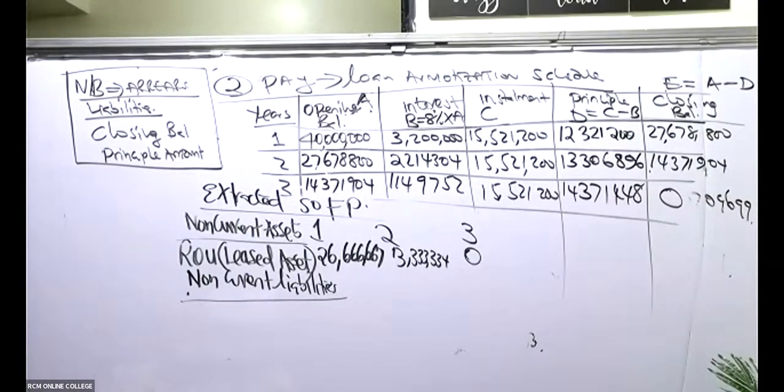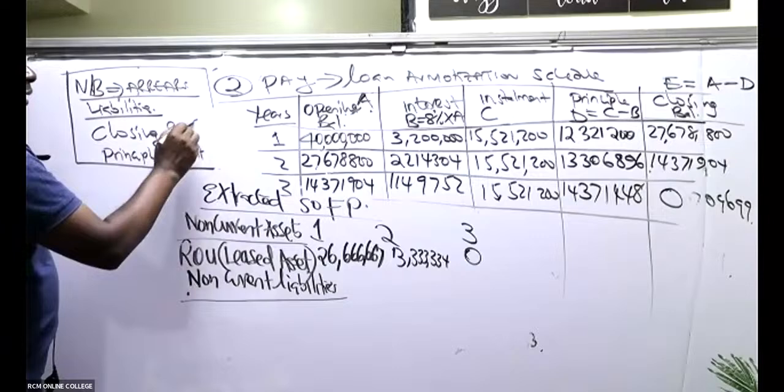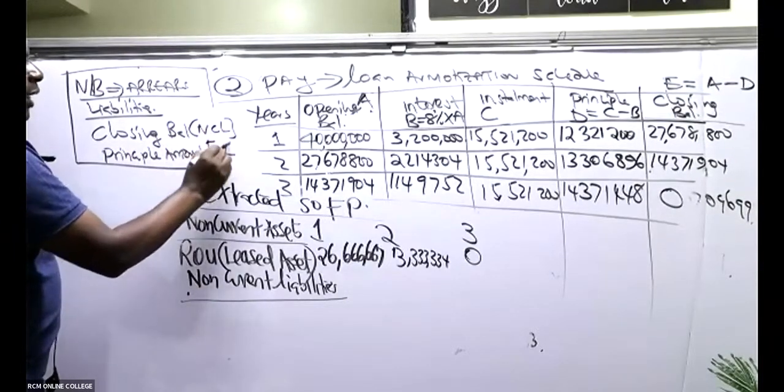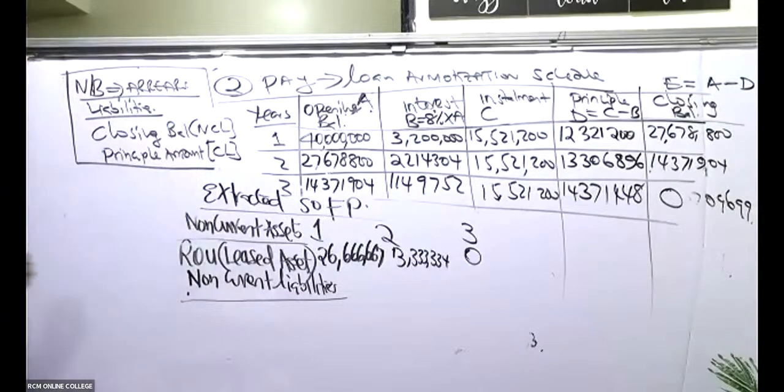If these rental payments are being made in arrears, like in our question, then for liabilities we shall have this closing balance and the principal amount. This closing balance will be for the non-current liability, and this one here will be for the current liability.